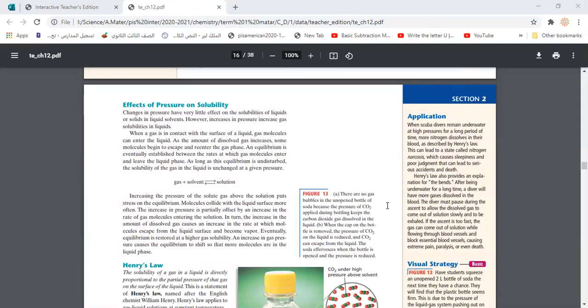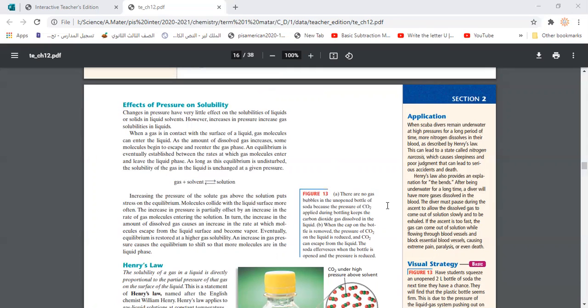Then we pass to another part, which is the effect of pressure on solubility. What is the effect of pressure? Simply, the effect of pressure is not strong on liquids and solids, because the spaces between the solid particles or liquid particles are not that big, so the pressure will not have that effect. But in the case of gases, because the particles are far away from each other, there is a lot of intermolecular space between the gas particles. So pressure could have a noticeable, visible effect on gases.